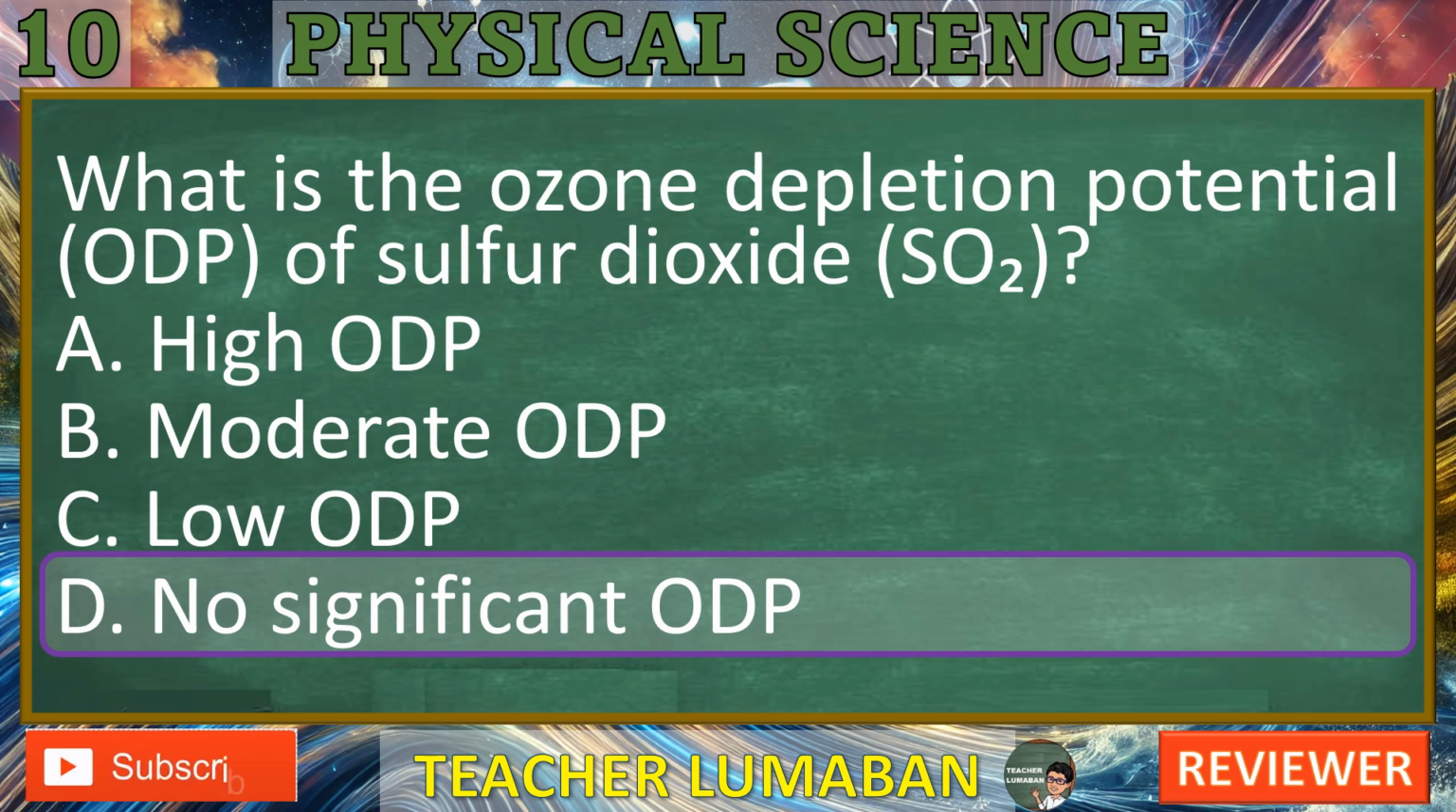No significant ODP. Sulfur dioxide, SO2, has no significant ozone depletion potential, ODP. It is primarily associated with air pollution and the formation of acid rain, but it does not contribute to the depletion of the ozone layer. Therefore, its ODP is effectively 0.